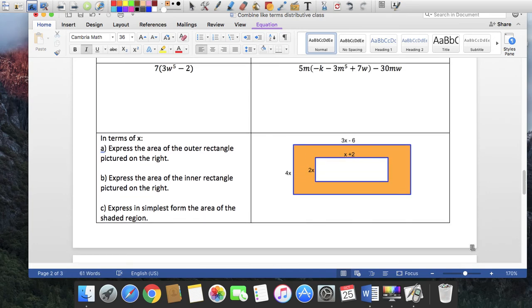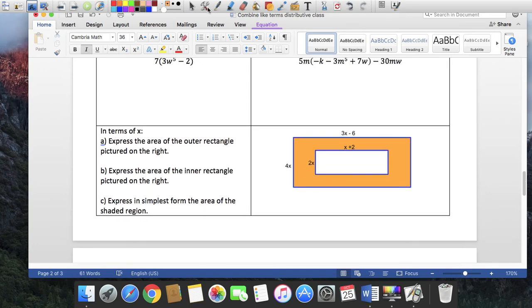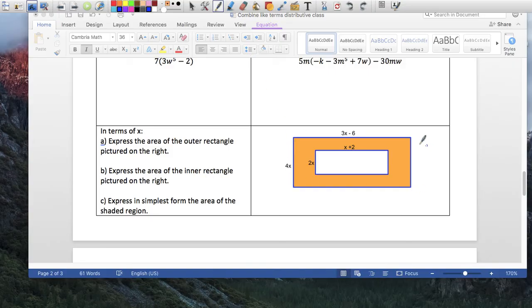So in terms of x, express the area of the outer rectangle. So think about the outer rectangle. Okay. Rectangle's area is what? Length times width, right? So I know what the length is, which is 3x minus 6, and I know what the width is, which is 4x. So if I want to find the area of the outer rectangle, I would take 4x, right? I'm going to multiply this side times this side, and I get the area, right? So I'm going to get 4x times, now putting the length in parentheses.